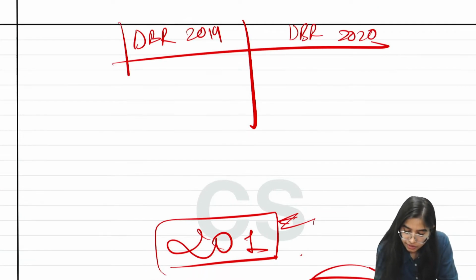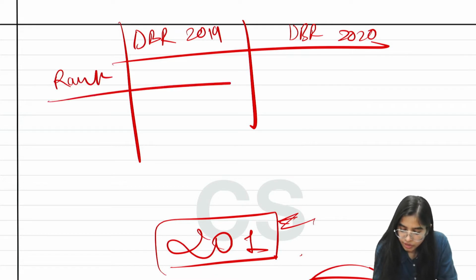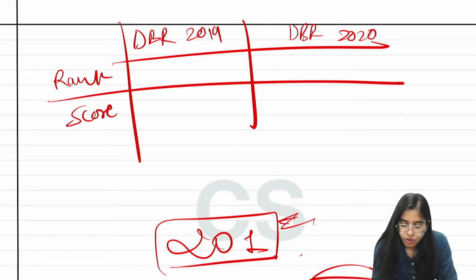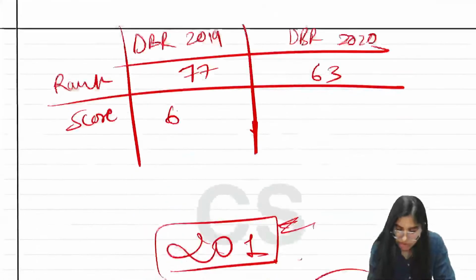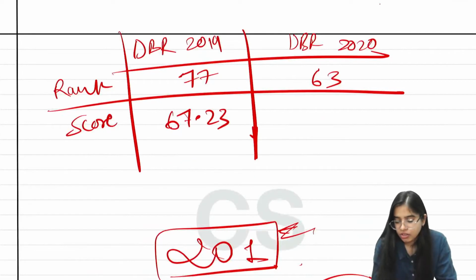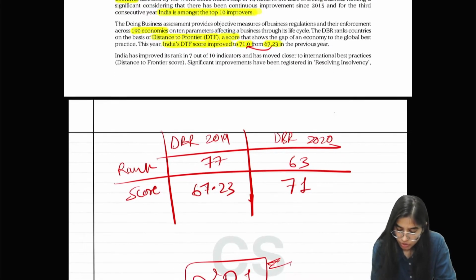Here you can write rank, and here you can write score. What was rank earlier? Rank was 77, then rank became 63. Earlier our score was 60 point something, 67.23, and now our score is 71.